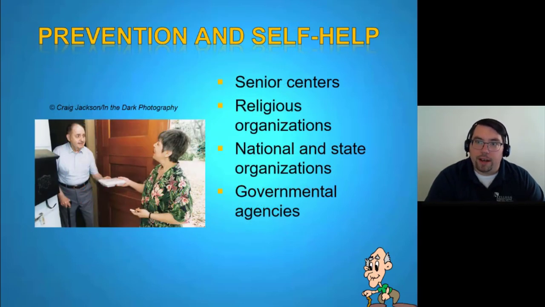There are some prevention self-help techniques that you can implement. One of the areas that's great for the elderly is senior centers. It gives them a place to gather, a place to interact with each other, and to make sure they feel that they have a purpose in their life that will help them thrive. We also know that religious organizations or church groups, things of that nature, are a great way for them to socialize and interact.